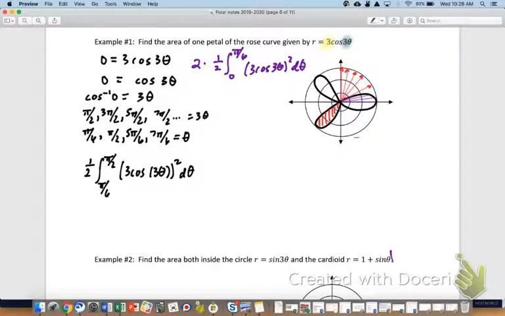Okay, so let's think about that. If you do negative pi over 6 to pi over 6, this would be 1/2 integral from negative pi over 6 to pi over 6, right?